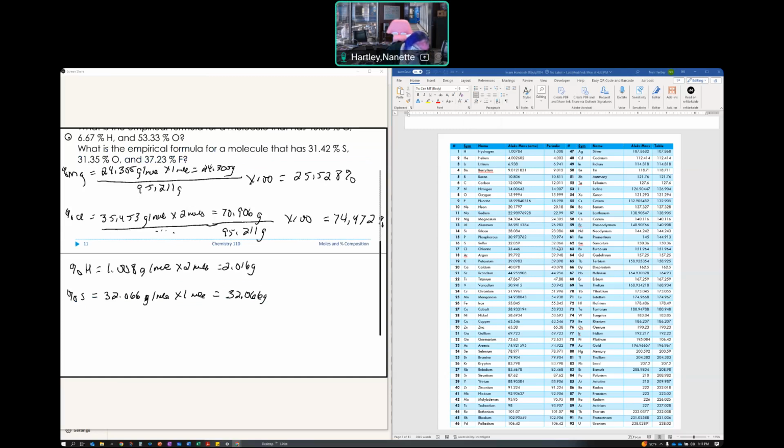And then percent oxygen equals 15.999 grams per mole times 4 moles equals 15.999 times 4 gives me 63.996 grams. Take a mass for those. Take the 63.996 plus the 2.016 plus the 32.066. Total mass there is 98.078.